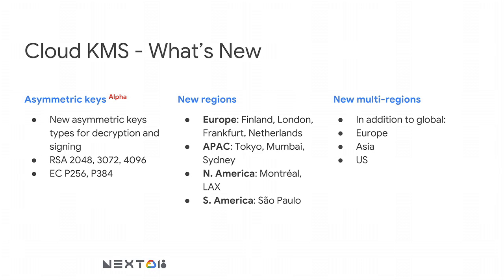And we're allowing you to use several different types of keys. You can use RSA 2K, 3K, and 4K, both for signing and for decryption. We'll also provide you with elliptic curve keys with a couple of the NIST curves, P256 and P384, so you can use those for signing purposes.